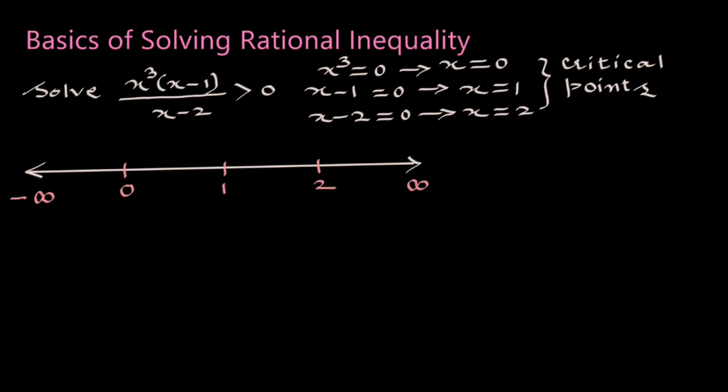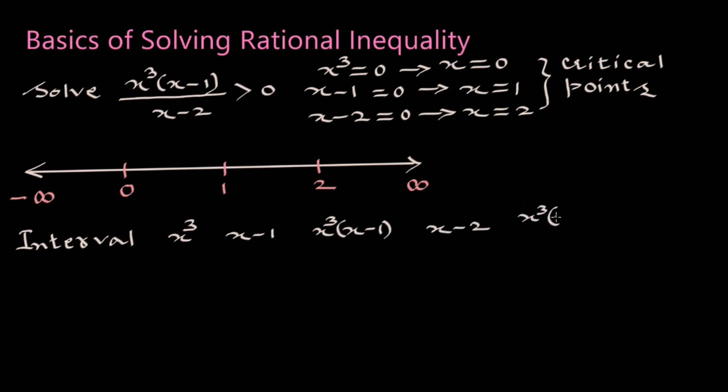Now we will prepare a table for intervals and factors. Interval, x cube, x minus 1, numerator x cube into x minus 1, denominator x minus 2, rational function x cube into x minus 1 upon x minus 2. The first interval is minus infinity to 0. If x cube is negative and x minus 1 is negative, then the numerator x cube into x minus 1 will be positive, and if the denominator x minus 2 is negative, then the rational function will be positive upon negative, negative.